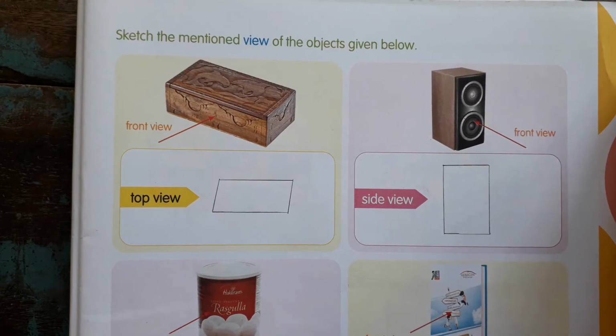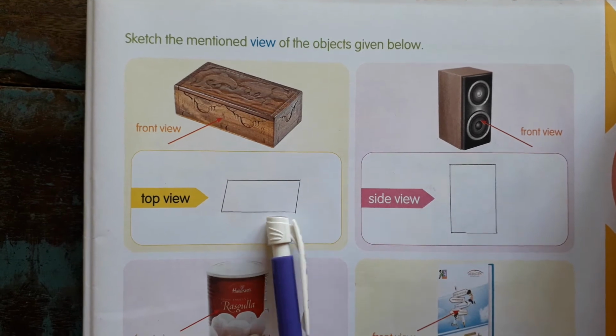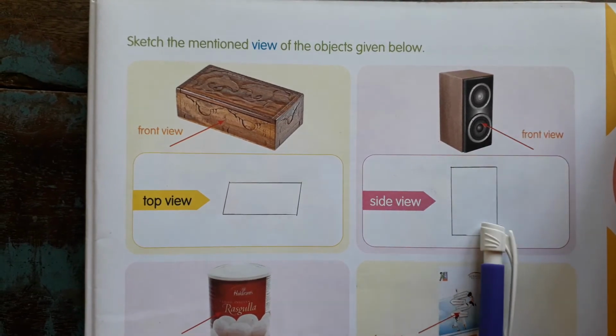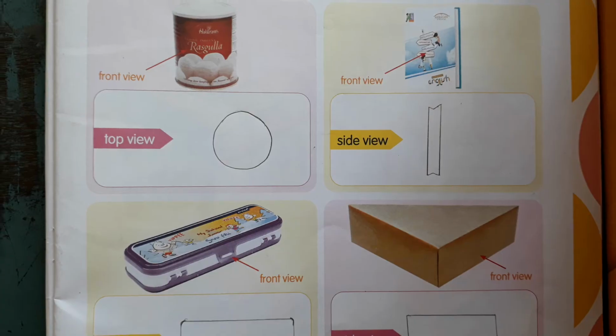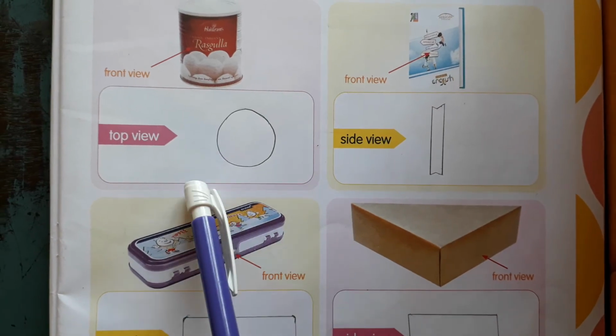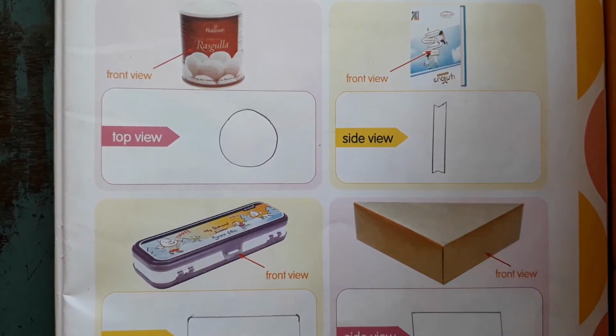Okay, these are the views, children. For this, this is the top view. And for these speakers, this is the side view. For this, the top view is like a circle. For this book, this is the side view.